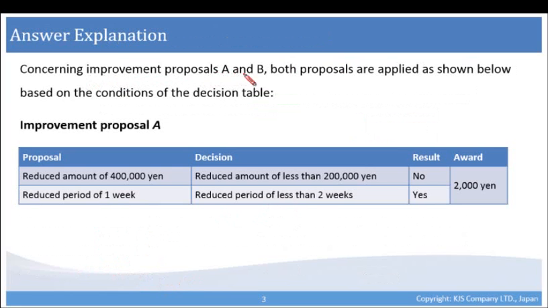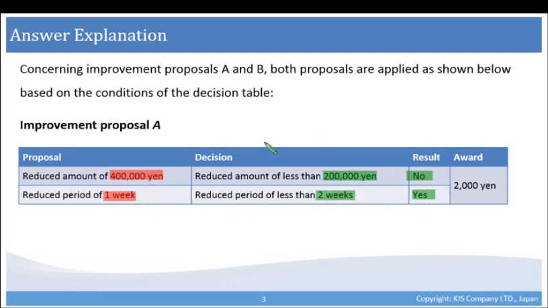Concerning improvement to proposals A and B, both proposals are applied as shown below based on the conditions of the decision table. So here's the proposal that we had: reduce the amount of 400,000 yen, reduce the period of 1 week. So let's see if when we make the decision what the result is going to be. So the decision we have to make here is, have we reduced the amount of less than 200,000 yen? Well, the answer to that is clearly going to be no, we haven't, because we've reduced it 400,000 yen. Have we reduced the work period of less than 2 weeks? Again, here we just compare it to this value and our result is yes.